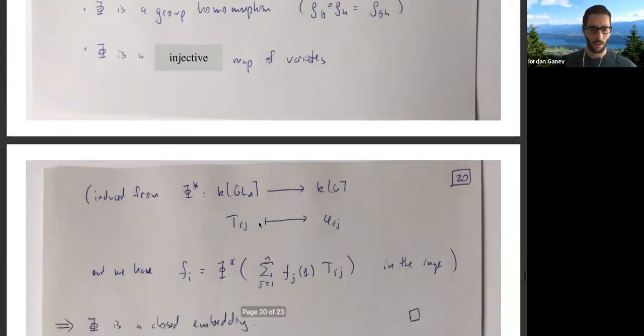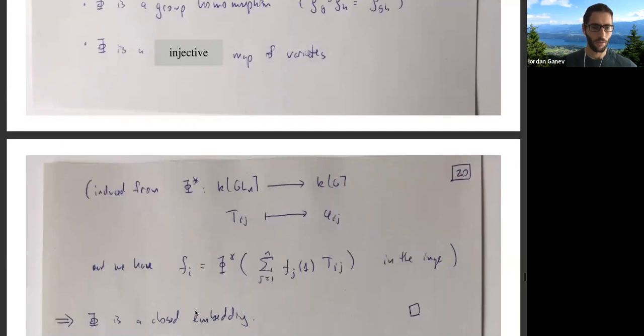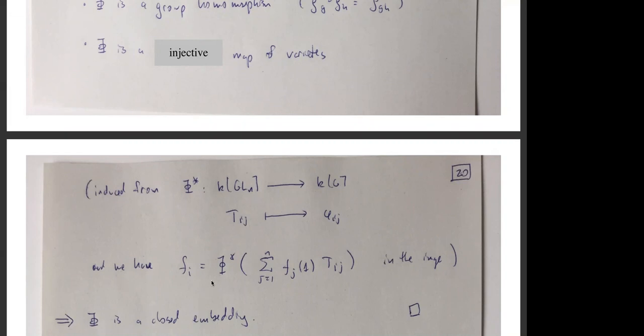Okay, and I think that concludes the proof, because we show that phi is a closed embedding. All right. Everybody good? Do you know if there is a bound on n in terms of the dimension of G?